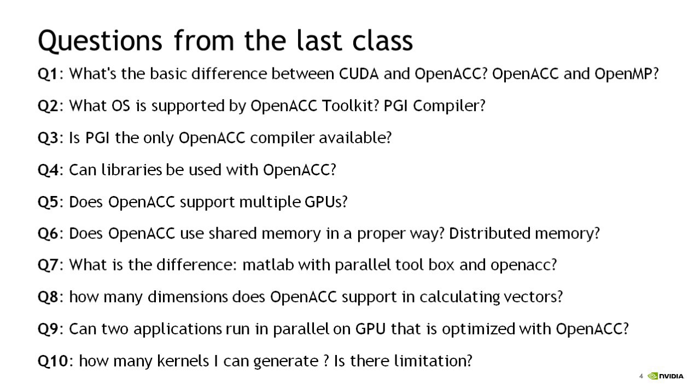Question 9. Can two applications run in parallel on the GPU that is optimized with OpenACC? This is a good question. Two applications can share a single GPU. However, it is not recommended. In particular on older hardware, there are potentials for bugs that will come in from it. On newer hardware, it will run fine, but it will run slower.